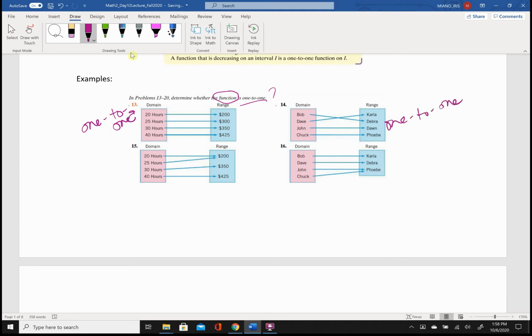How about number 15? Well, notice we've got each item in the domain. Oh, it doesn't. They all don't map to a distinct value in the range. Notice that 20 hours and 25 hours each map to the $200 in the range. And since they map to the same value, we say it's not 1 to 1. Okay. And then similar thing is happening here. It's just we have the last two in the domain seem to be mapping to the same value in the range. These number 15 and 16 still functions, mind you, but they're just not 1 to 1.